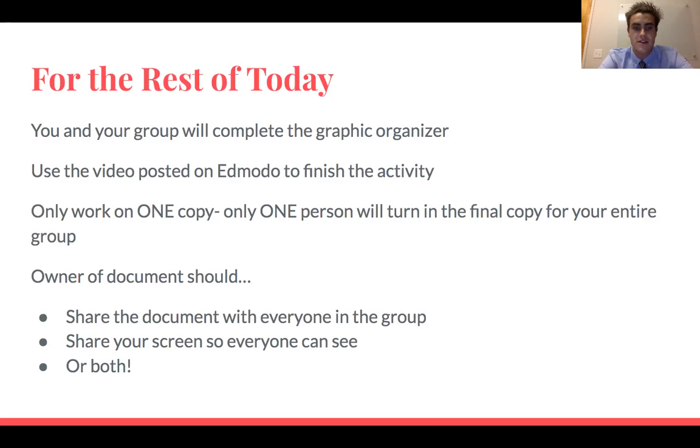So the owner of the document should share the document with everyone in the group. They should share their screen so that everyone can see, or both, okay? So share the document with everyone in the group so that everyone can work on it together. Share your screen so that everyone can see, and do both of those things.